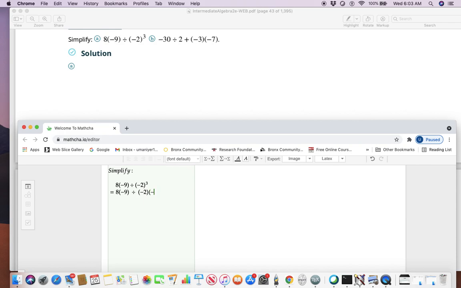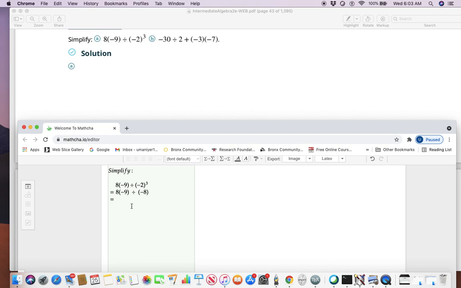-2, -2, -2. So these need to be multiplied. Negative, negative, negative is a negative. 2 times 2 is 4 times 2 is 8. So overall this is going to be -8.